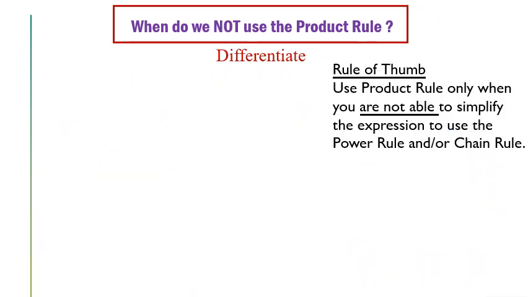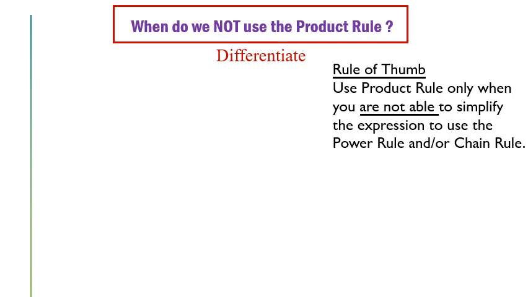Okay? Right. When do we not use the product rule? Usually when we learn something new, we're all very excited and we will want to keep using it, right? But in some situations, we can still use the power rule and the chain rule. The questions may look a bit complicated, right?